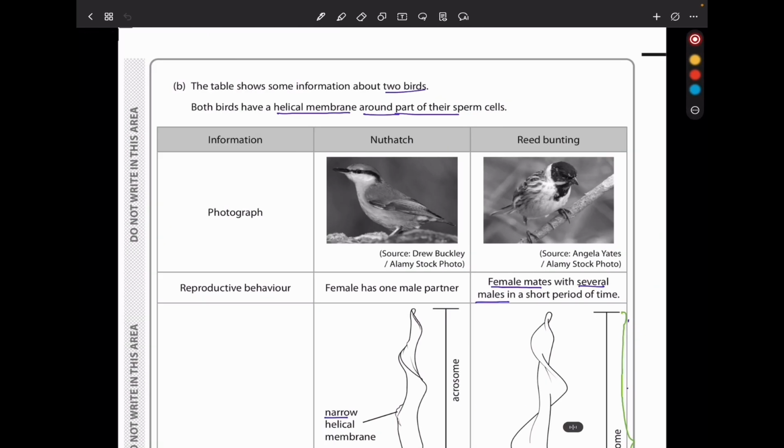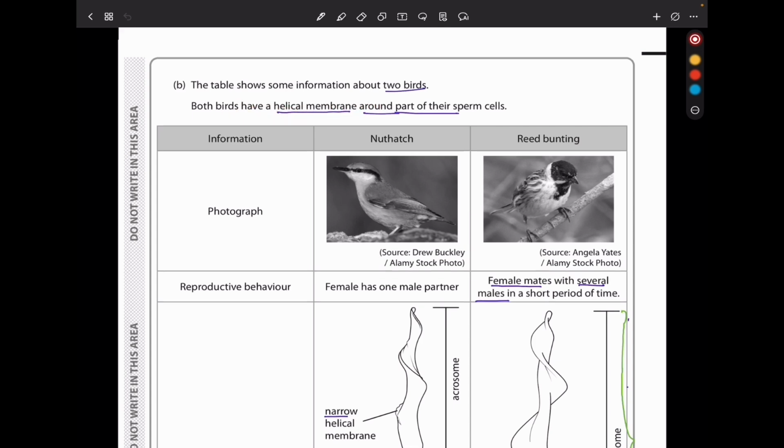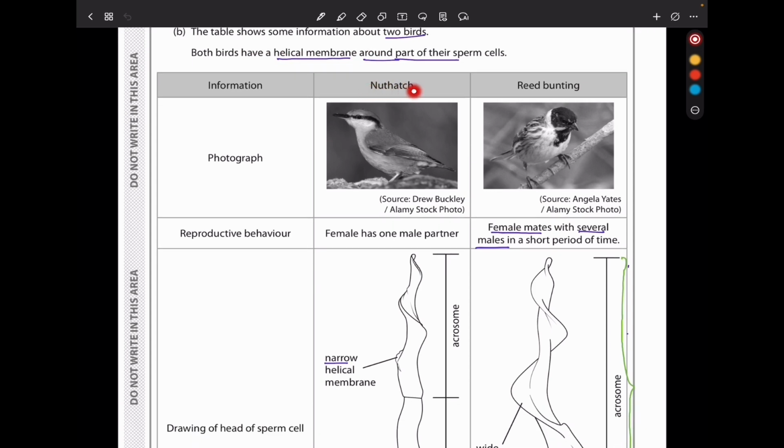And in part B, the table shows some information about 2 birds. Both birds have a helical membrane around part of their sperm cell. We have the nuthatch, we have the red bunting, and then here with reproductive behavior, these females have one partner. These females mate with several male partners in a short period of time.